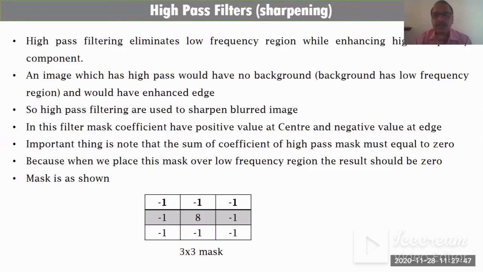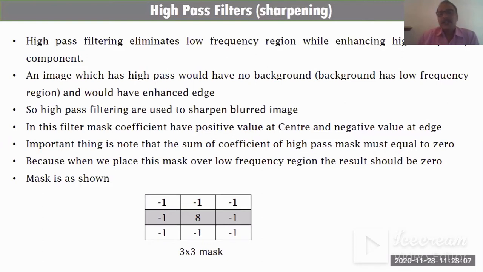We discuss the low pass filter. There are two types, linear and non-linear low pass filter, in which we discuss the average filter, the median filter, the mean filter, and the max filter. These filters we already discussed. Then there is another one, the Gaussian filter, which we discuss.